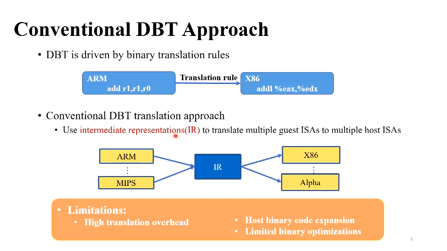To support the translation from multiple guest ISAs to multiple host ISAs, a DBT usually uses an intermediate representation to facilitate such translation. This approach has several limitations though. Firstly, because the translation has to go through the IR instead of binary to binary, its translation overhead is much higher. It also can cause a significant code expansion because each guest instruction may be translated into several IR instructions, each of which can be further translated into multiple host instructions. It can also limit the ISA-specific binary optimization because IR is ISA independent.